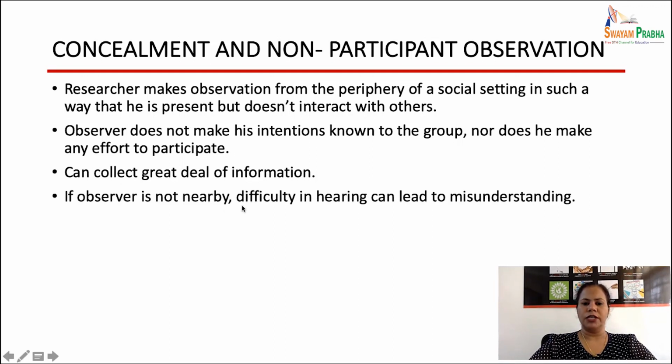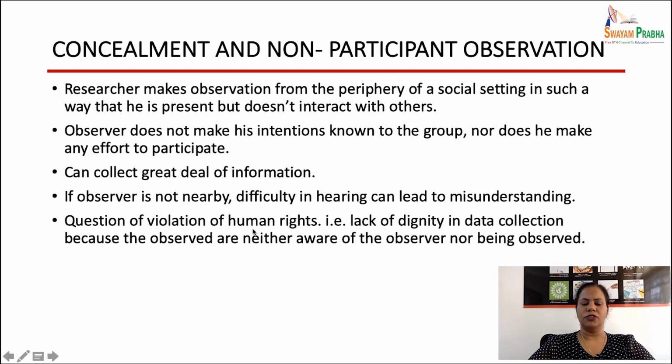If the observer is not nearby, difficulty in hearing can lead to misunderstanding. Sometimes if the observer is not nearby and cannot hear what type of communication is going on between the people he is observing, it can lead to misunderstandings. And the question of violation of human rights is always there: whether it is ethical to observe people when they do not know. So there is a lack of dignity in data collection, because the observed are neither aware of the observer nor of being observed. They do not know that somebody is sitting there observing them.